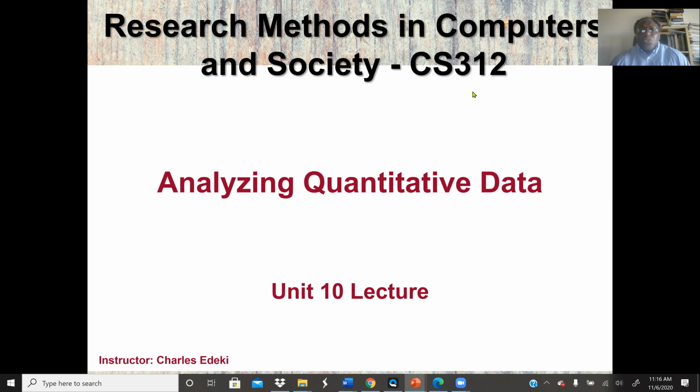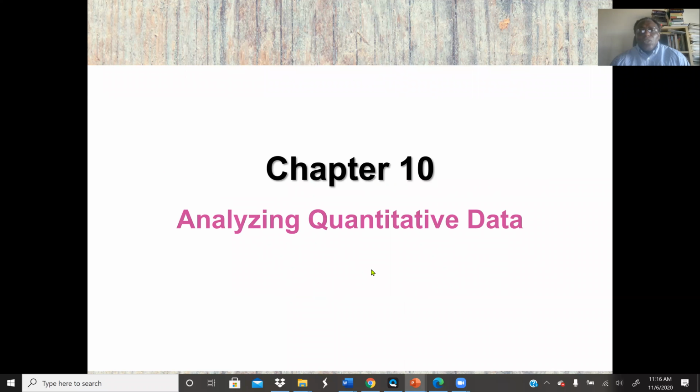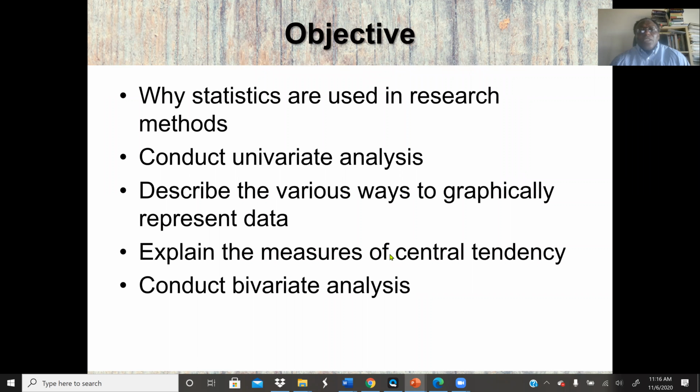This is the CS312 class. In these lectures, we're going to cover how to analyze quantitative data, which is our Unit 10 lectures. It also covers chapter 10 of our course textbook, Analyzing Quantitative Data. Our main objective in these studies is to learn why statistics are used in research methods, and also to conduct univariate analysis. A univariate analysis means we have a data set with only one variable.